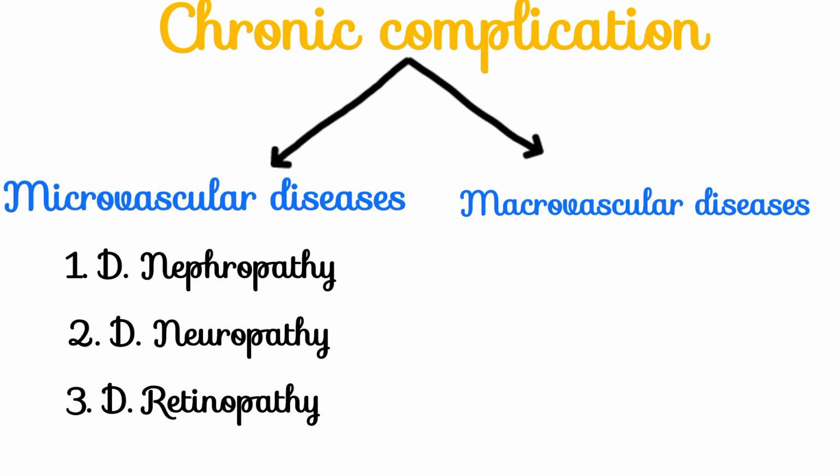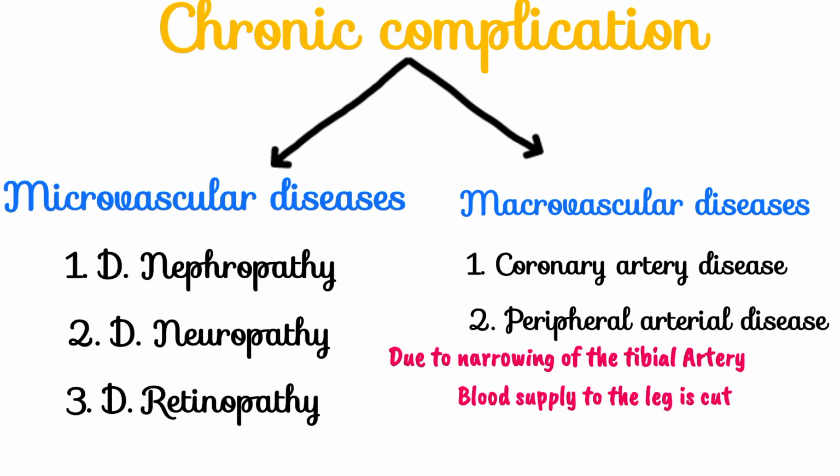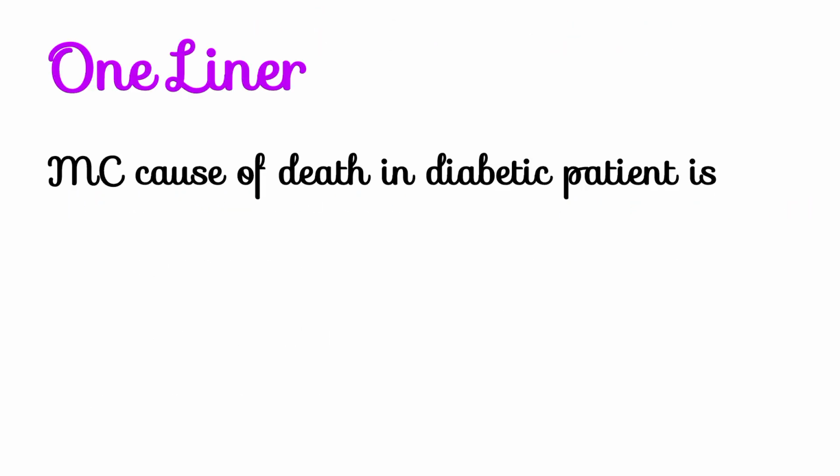In macrovascular disease, the patient may have coronary artery disease or silent MI and peripheral arterial disease. Due to narrowing of the tibial artery, the blood supply to the leg is cut off. So the patient may experience gangrene, the blackening of the toes. The most common cause of death in diabetes patients is silent MI because the patient can't perceive pain due to diabetic neuropathy.